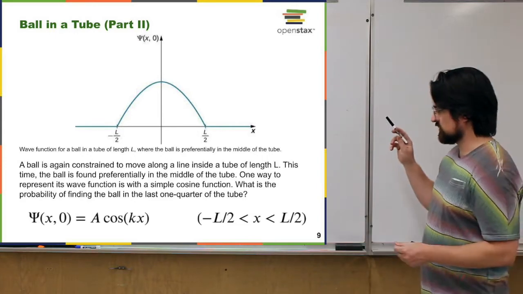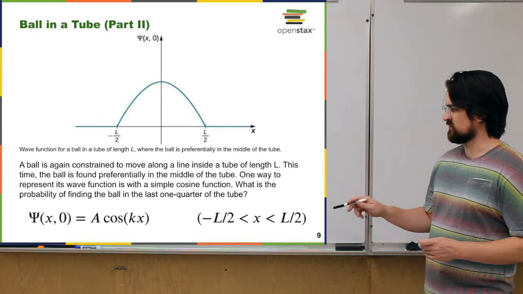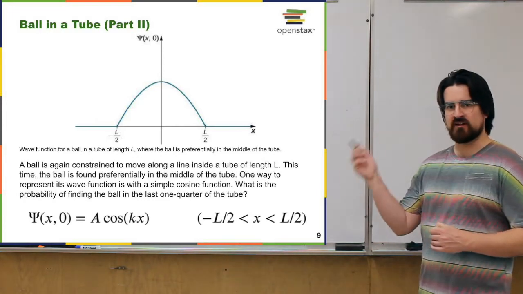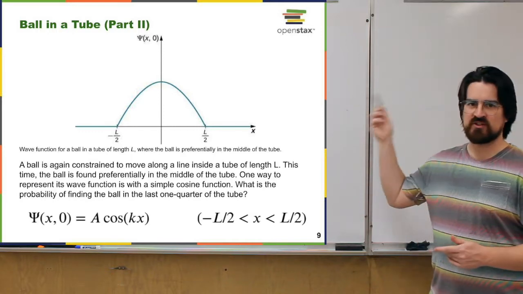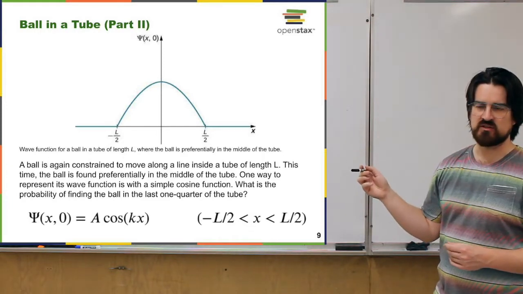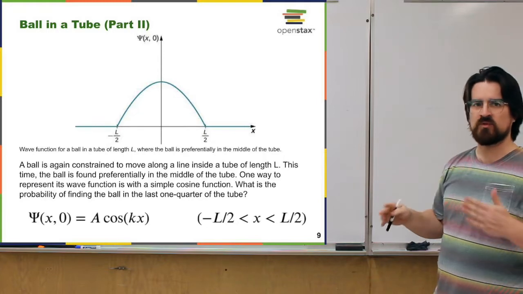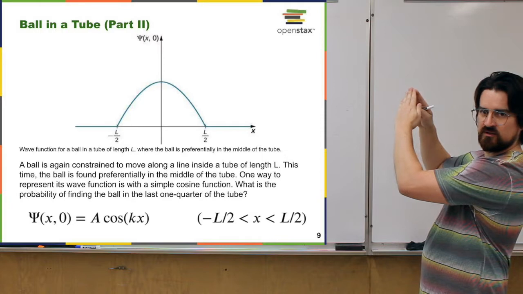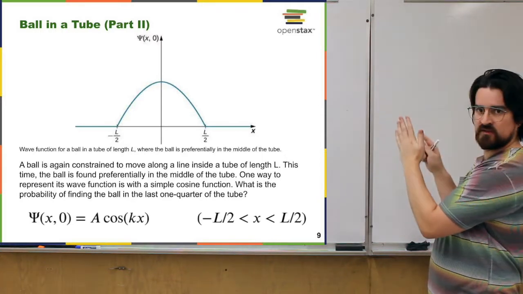And we should note that the wave function that we're given is not normalized yet, we have to do that, but it's only one example of a wave function you could write that has this ball preferentially found in the middle of the tube. You could write all kinds of different functions, or even just draw different functions here. Like it could be a triangle kind of thing. It could just be like this narrow sort of step thing.